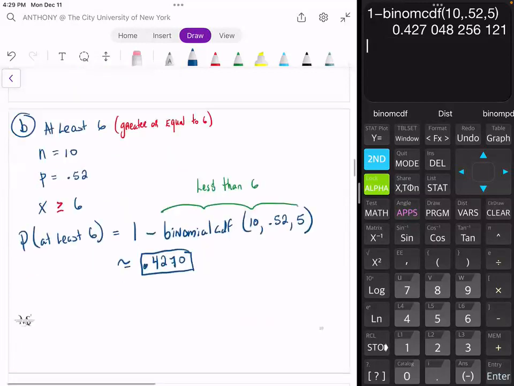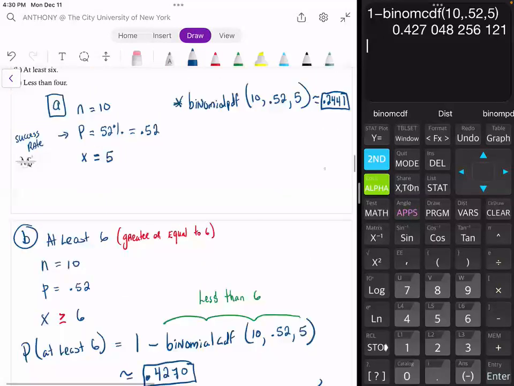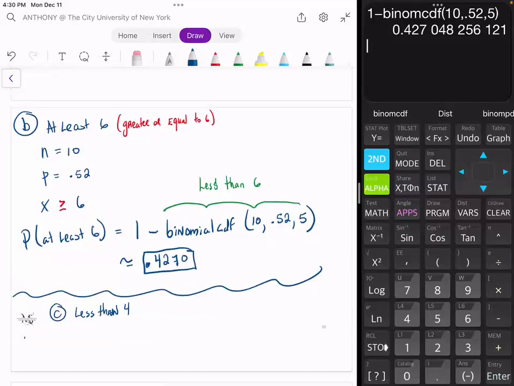For part C, it stated less than 4. We're trying to find the probability that less than 4 US adults have very little confidence in newspapers. So again, n stays the same. N is 10. P is going to be 0.52. If we use inequality symbols, we say x is strictly less than 4. So because x is less than 4, the only possible values for x are going to be 0, 1, 2, and 3.